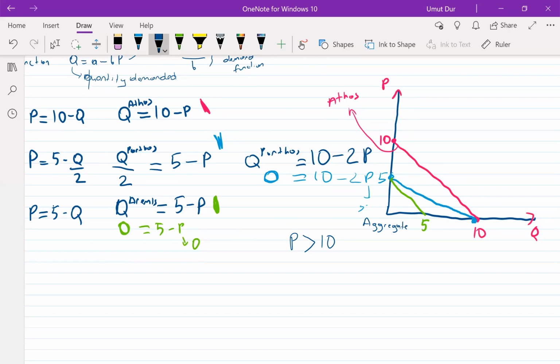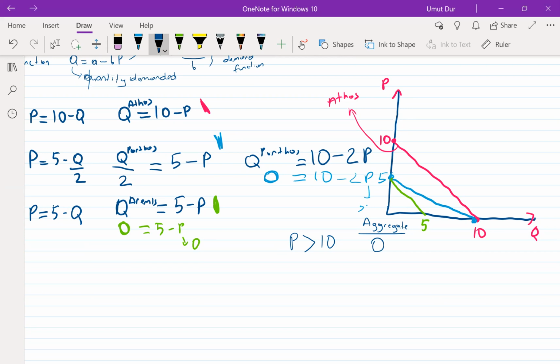I'm looking for the aggregate demand. What is the aggregate demand when the price is greater than 10? It is 0, right? So nobody is demanding when the price is greater than 10. Then I will look at this interval.